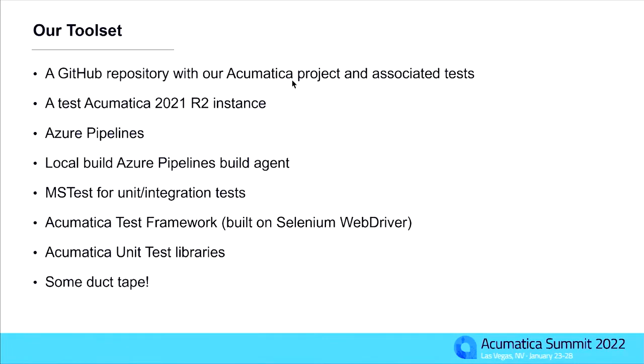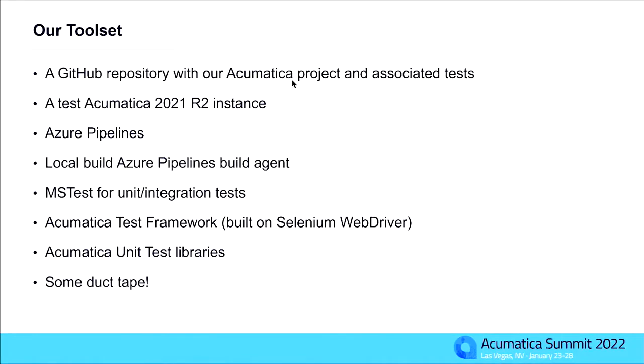MSTest, this is the test framework that I use. This is one of the many testing frameworks available in the .NET world. There's NUnit, XUnit. Robert, I think if you recall, in the video you did on the testing framework, you used XUnit. This is the one that Acumatica mentions in their training. I think they all have their pros and cons. It is not my goal today to explain which one you should use. I think they're all equivalent, and they all work as well within Azure Pipelines. The Acumatica test framework, I mentioned that, and I will be saying more in a few minutes. The Acumatica unit test libraries, and the most important part, duct tape. That was really important in getting this to the finish line.